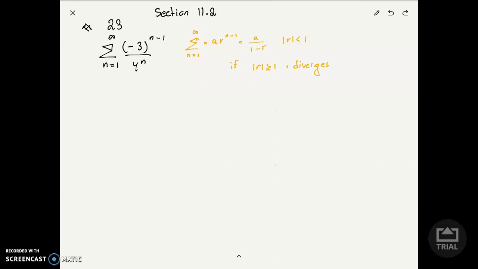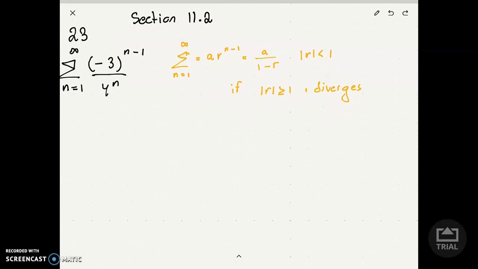Alright, so this is number 23, and it's asking us to determine whether this geometric series converges or diverges, and if it does converge, what does it converge to? So I went ahead and wrote down the formula in yellow here for a geometric series. Basically, for it to converge, we have to have the ratio between the terms to be strictly less than 1, and if it were to diverge, it would have to be greater than 1.